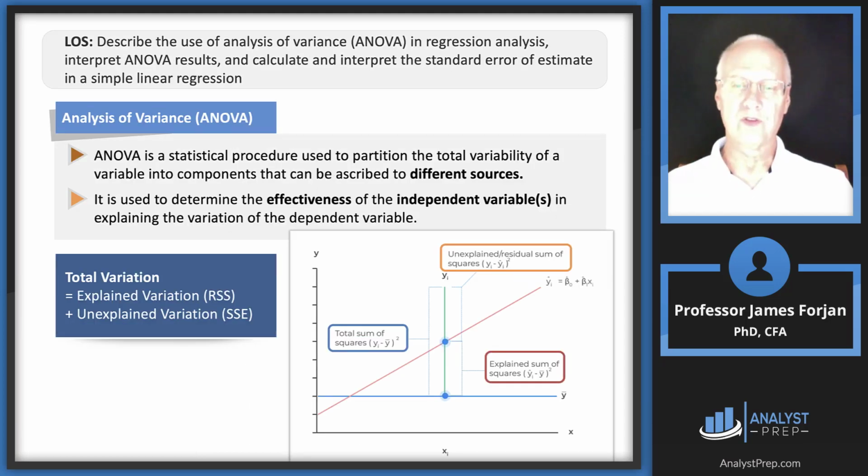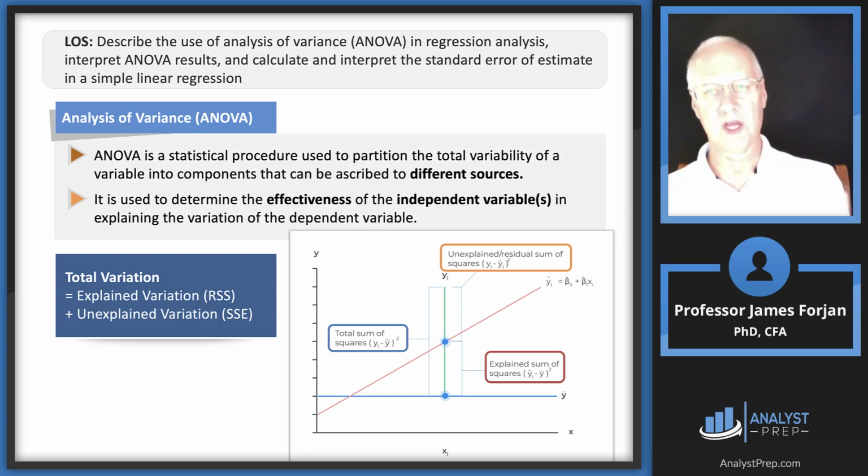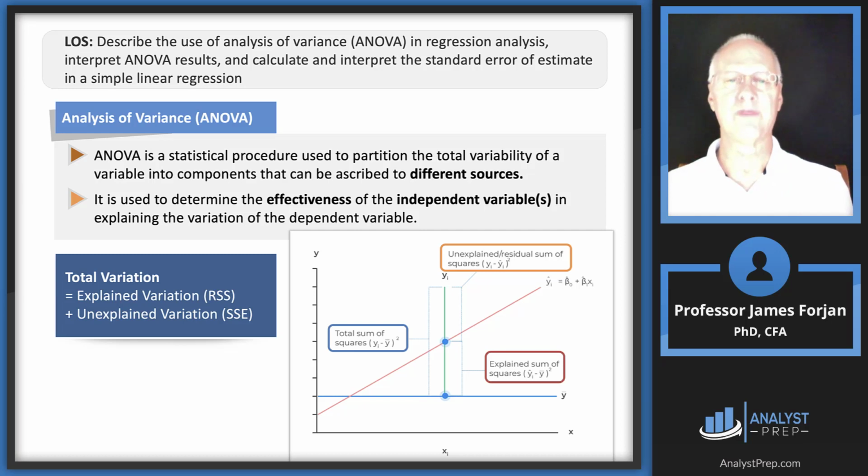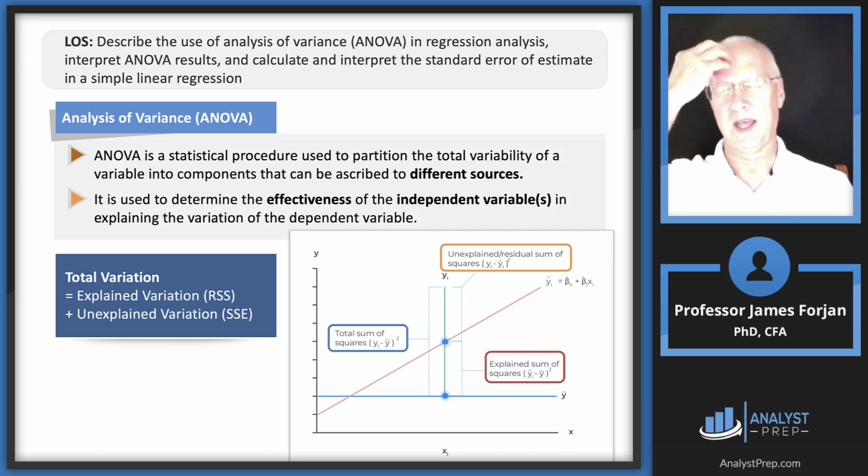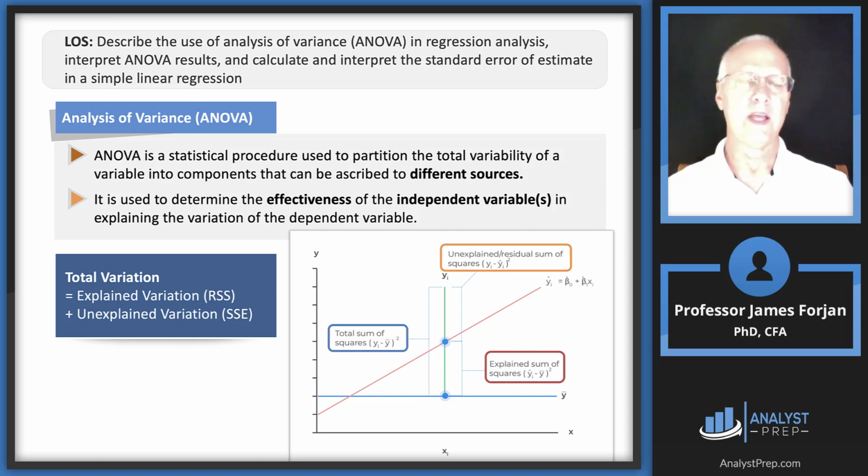Which leads us, this idea of something that's explained and something that's unexplained, it leads us to the following question. You should be saying to yourself, all right, Jim, let's go ahead and look more into this notion of explanatory ability. Clearly, there has to be something else, and that's what this something else is in this LOS. Describe the use of the analysis of variance, and then interpret and do some calculations.